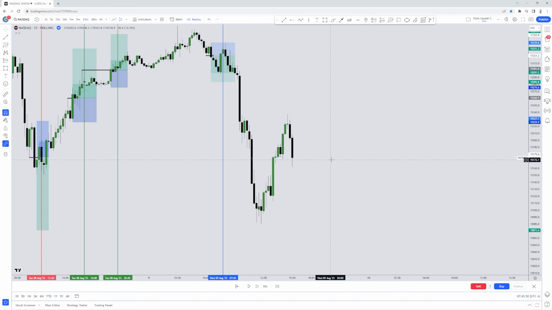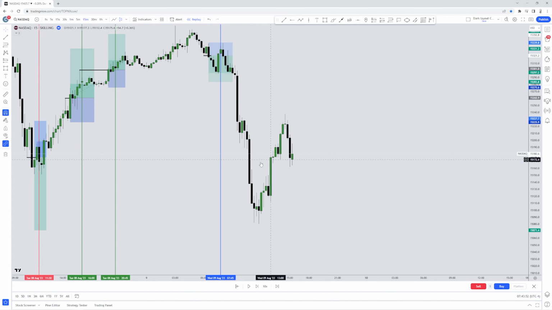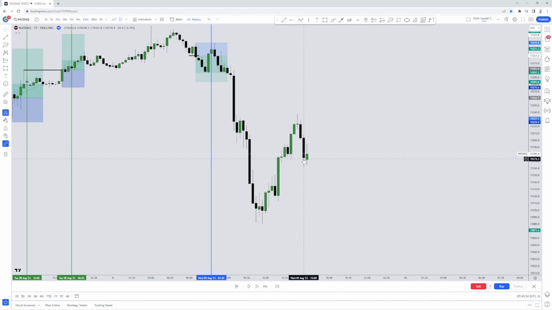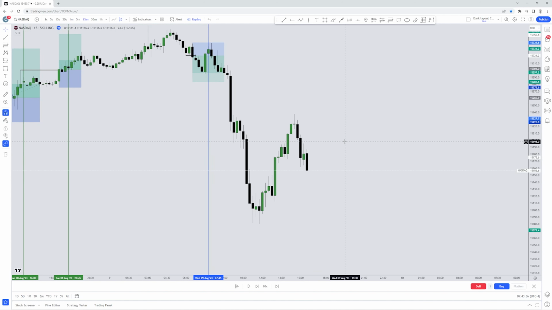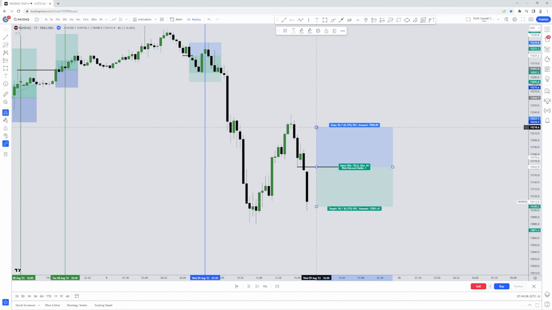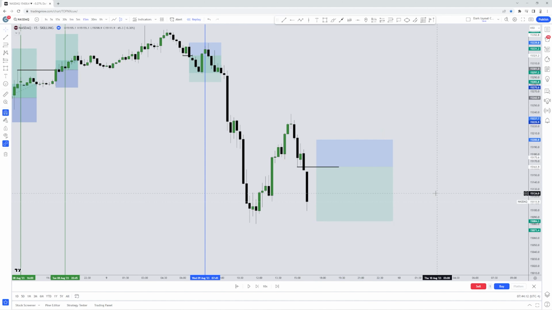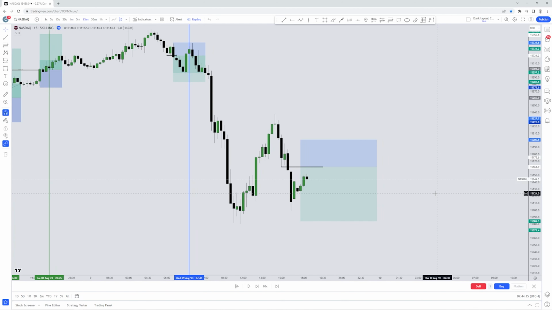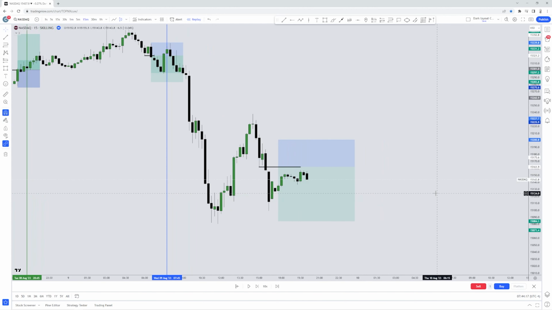Still waiting for the creation of a breaker. This wouldn't qualify because we rejected with a wick, so this does not qualify, but this one right here would qualify, exactly right here, for a trade with a stop loss above this area. I'm not gonna go all the way up here, rather I'm gonna put it as it is right here.